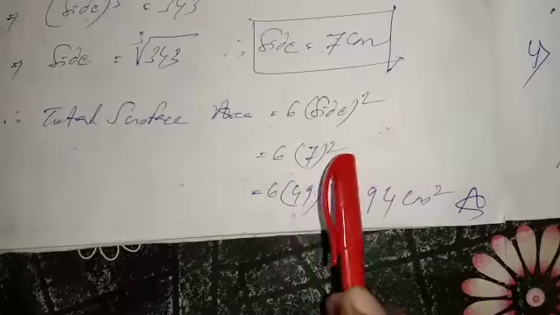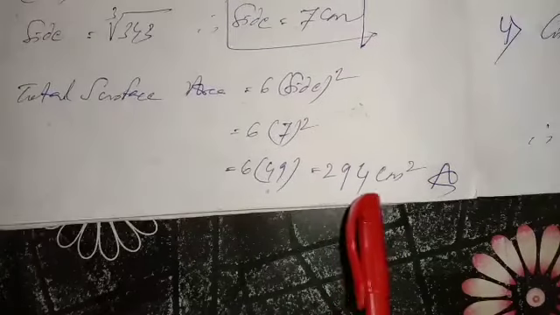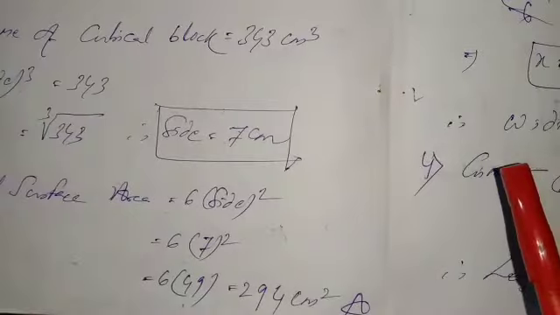6 into 7 whole square means 49. It is coming 294 centimeter square. In this way, question number 1, 2 complete. Let us go to question number 3.